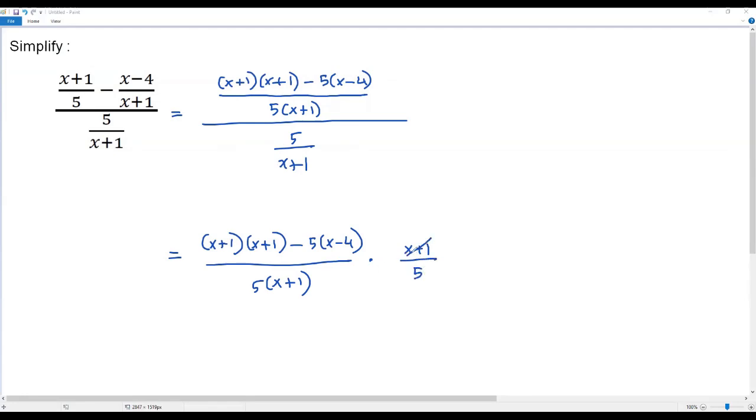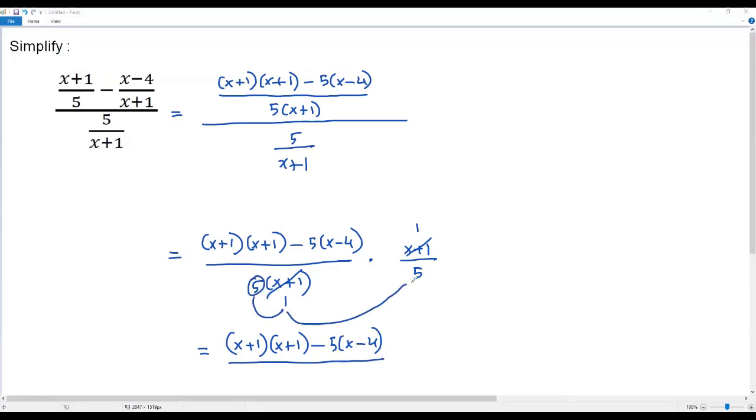So now we can cancel out this x + 1 with this x + 1, so we just have 1. That is, x + 1 goes into x + 1 one time. Now we can multiply this complete numerator by this one. Still I'm getting the same thing, that is (x + 1) times (x + 1) - 5 times (x - 4) over, and here in the denominator we have 5, that is 5 times 1 is 5.